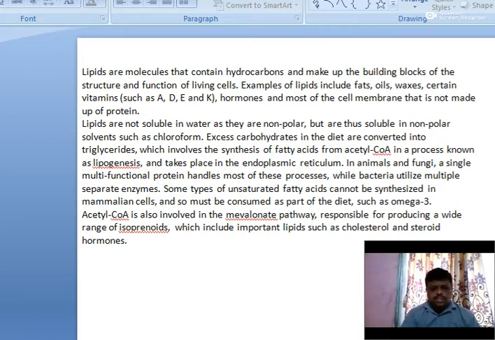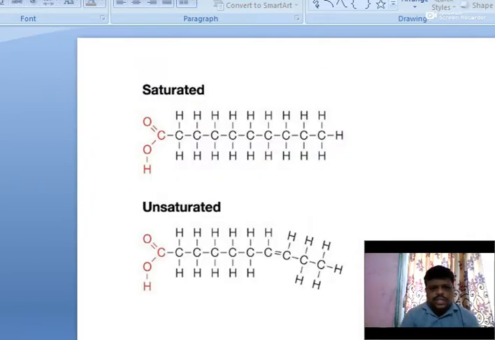Let us see the structures of saturated and unsaturated fatty acids. As I said earlier, this is the structure of a saturated fatty acid, and here the double bond is totally absent. In this unsaturated fatty acid, you can see the double bond between the two carbon atoms. This ends with the carboxyl group, that is the COOH, and this also ends with the carboxyl group, the COOH. So this is the basic difference between the two types of fatty acid, saturated and unsaturated.